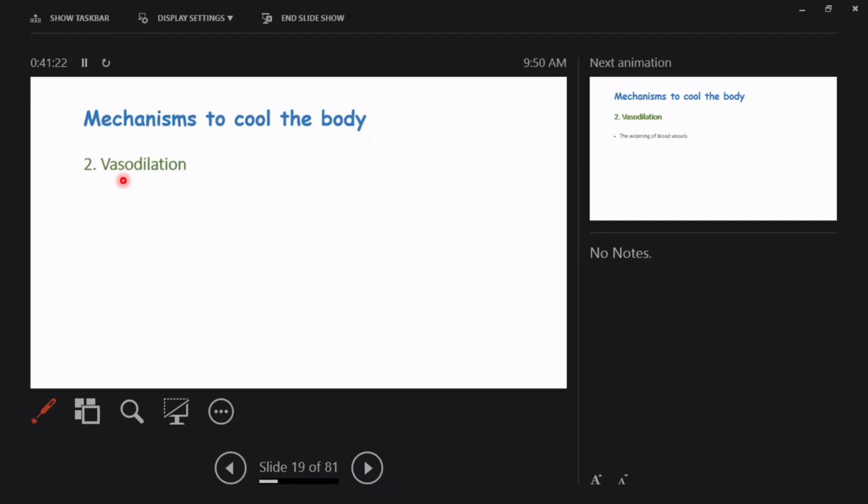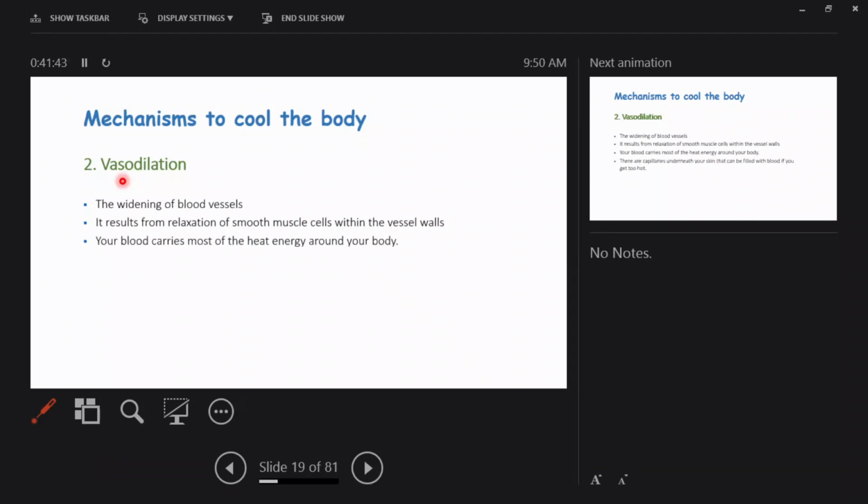Mechanism to cool the body, we call it vasodilation. So this vasodilation is the widening of blood vessels. Okay, vasodilation is the widening of the blood vessel, which results from the relaxation of smooth muscle cells within the vessel wall.